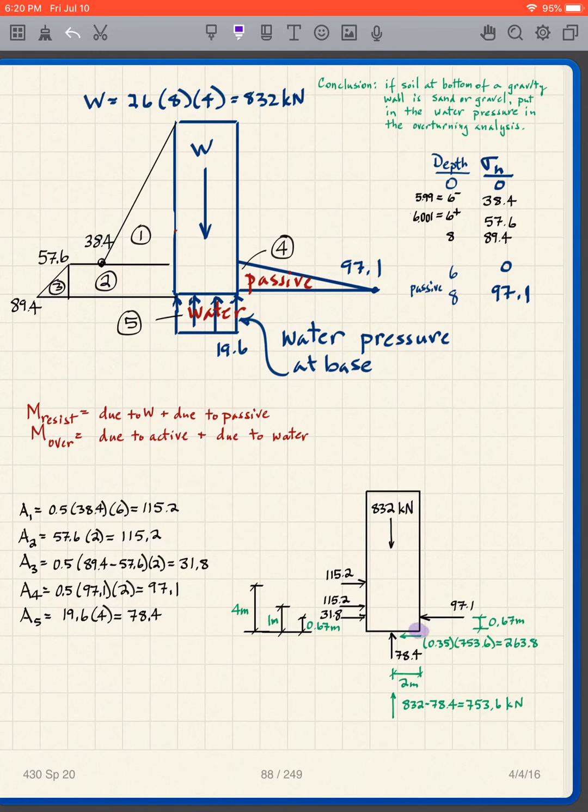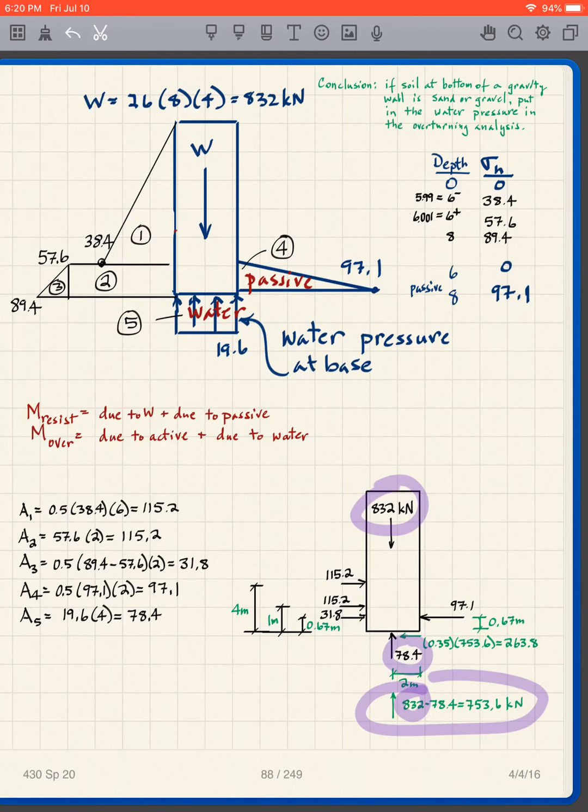Again, I'm going to take moments about this point for overturning. First of all, remember the 78.4 comes from this portion of it. That is going to be A5, 78.4. Then, how do I know what this is? Well, that is going to be the 832, which is there, minus the 78.4, which is there, so I get 753.6. What am I worried about?